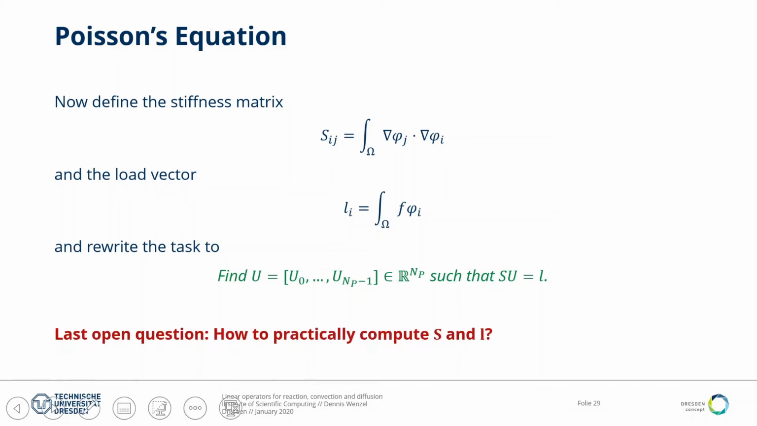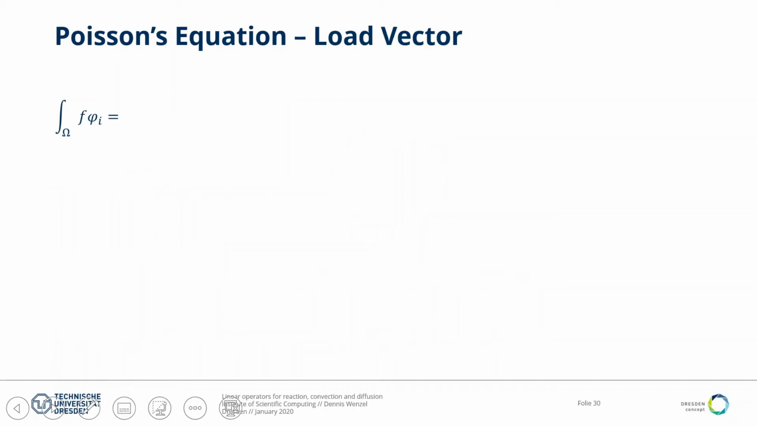The question that we have here is, how can you practically compute S and L? So that's not answered so far. And we start with Poisson's equation. And the load vector is given by the integral over omega of f times phi_i. And yeah, the part that follows here has been done already in the lecture about global function spaces, but I'm doing it here because it's pretty important.